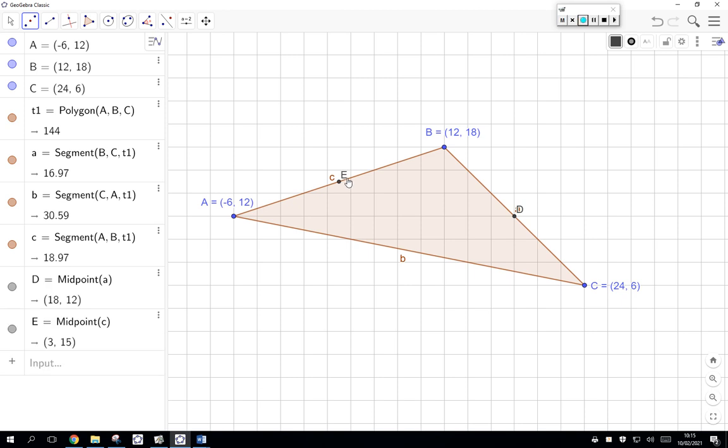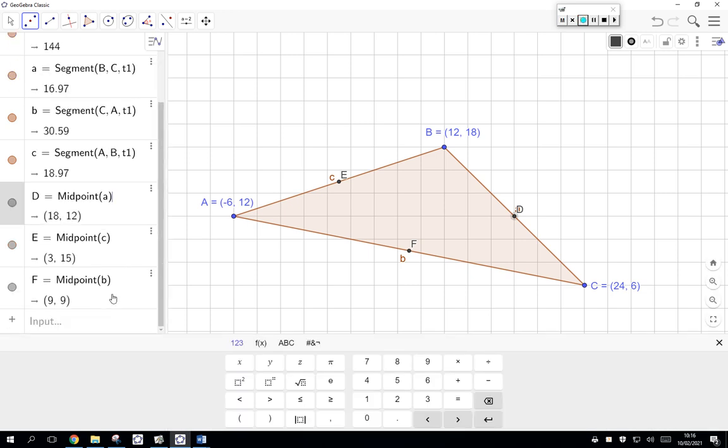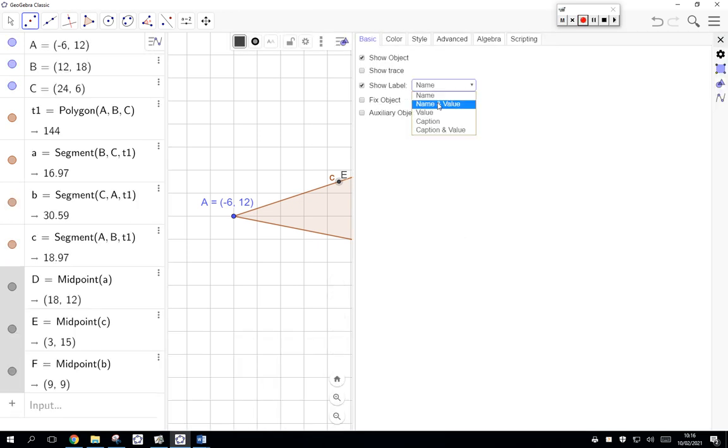GeoGebra allows me to do this very quickly. But we also have a formula. Remember, to find the midpoint of the side, we just take the average of the two x values of the endpoints of the sides, comma, the average of the y values. And you can see the midpoints there. Let me just get these a little bit more explicit. I'm just going to get these down here, and put those values onto the graph there.